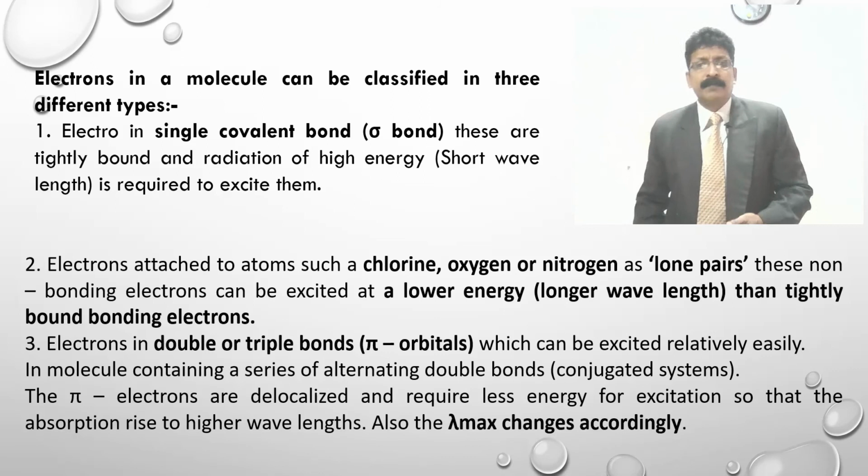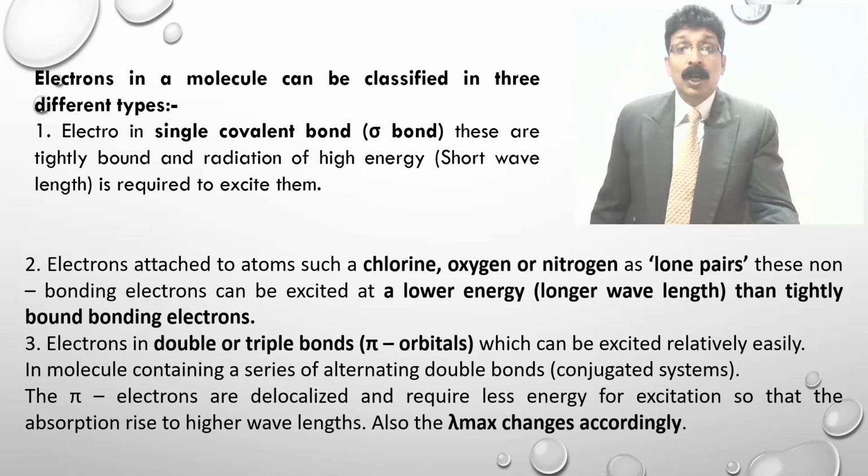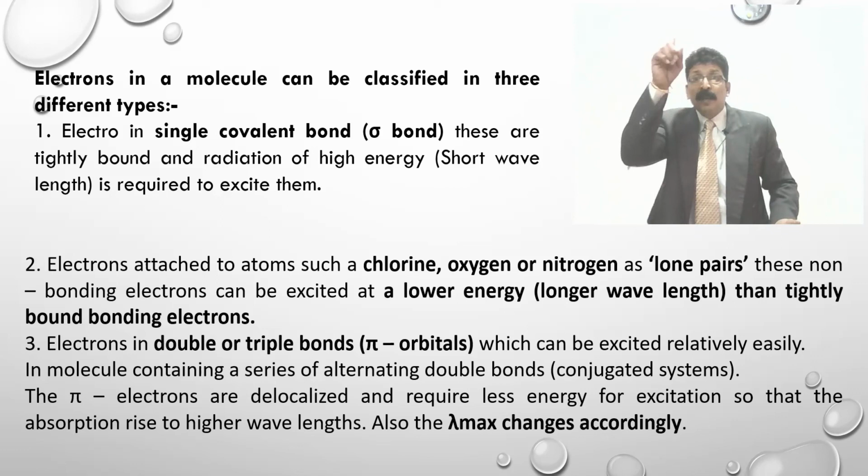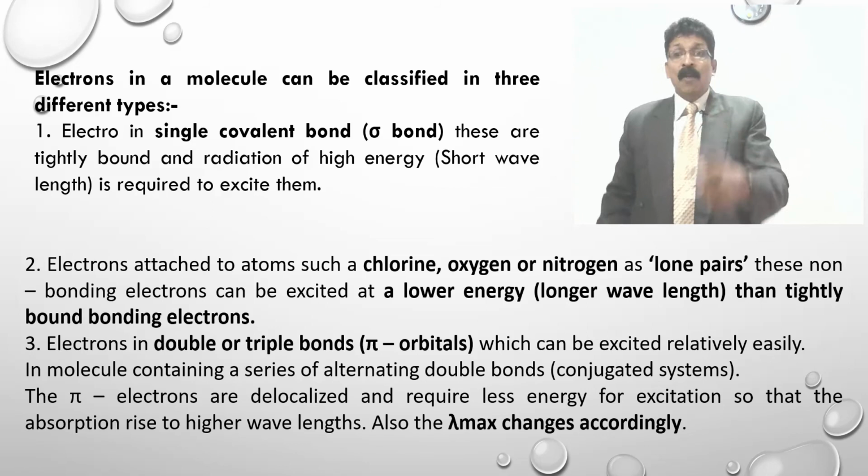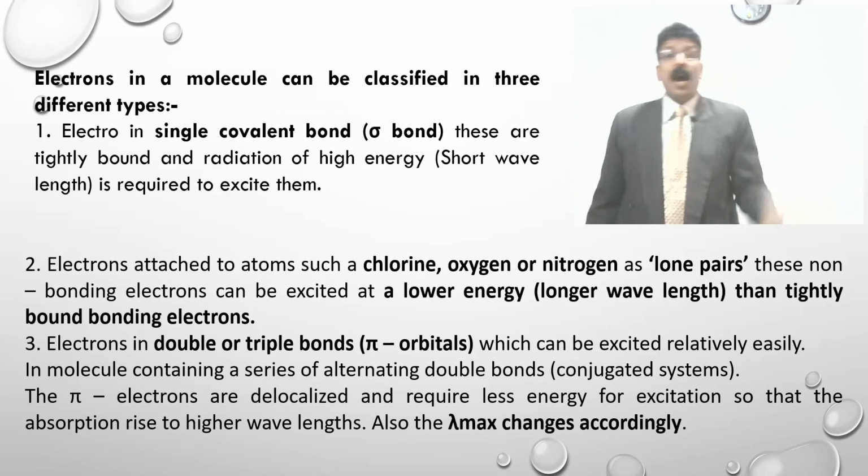The pi electrons are delocalized. You might have studied in your chemistry, it means delocalized electrons. You might have drawn a diagram, delocalized. And they require less energy for excitation, so the absorption rises to higher wavelength. Also, the lambda max will be changed accordingly.